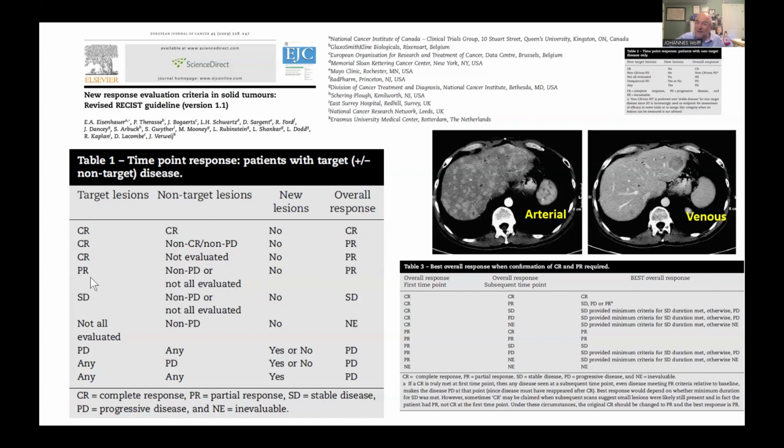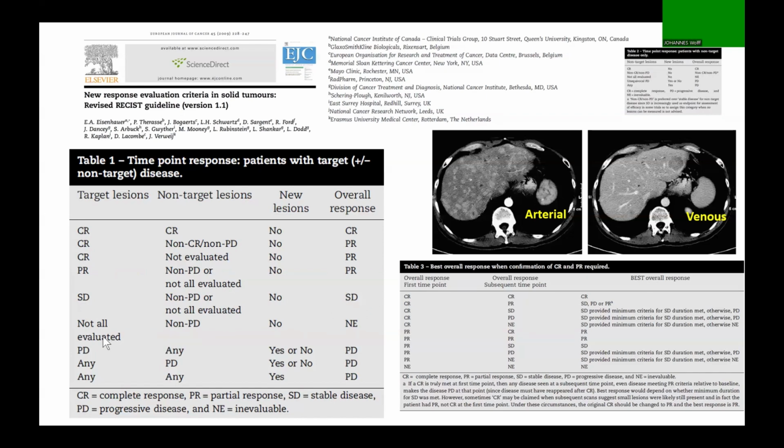And similarly, if the target lesion is only PR, is still something there, and among the non-target lesions, there is something there, it's not grown, or it's not evaluable, then also the entire body is considered PR, partial response. Anything in between where you have decent information is considered stable disease. So that's when the target lesion is stable disease, when the non-target lesion is visible there, but it's neither progressive nor CR, and there is no new lesion. That is then called stable disease.